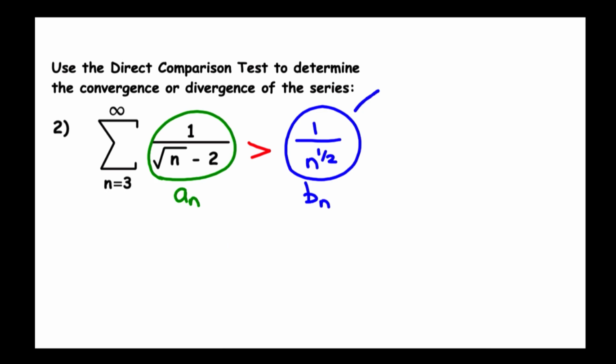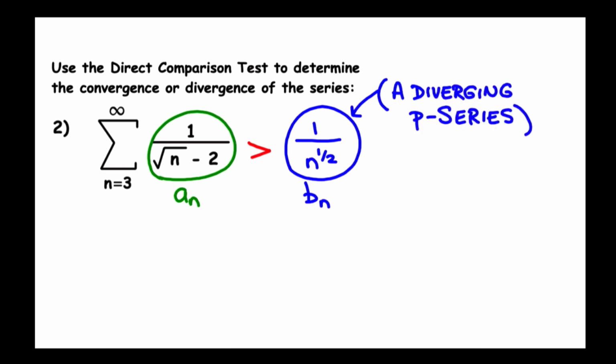Oop, I forgot to mention what the blue was. It's my whole game plan. I know that this 1 over rad n, or 1 over n to the half, is a diverging p-series from section 9.3, because p is 1/2, that's less than 1, so this is going to diverge. If you, a sub n, are greater than something that we know diverges, well, you must be diverging as well.